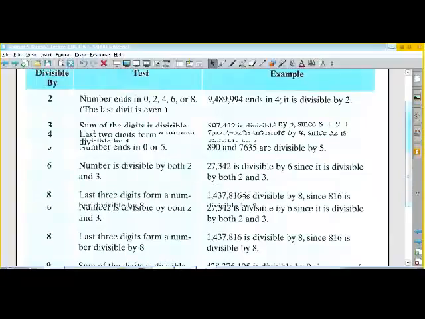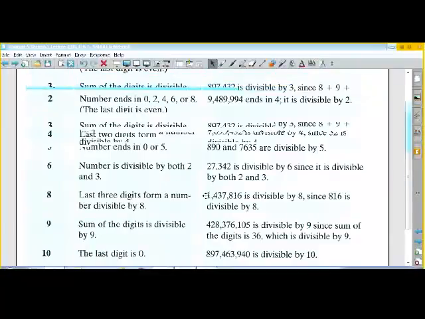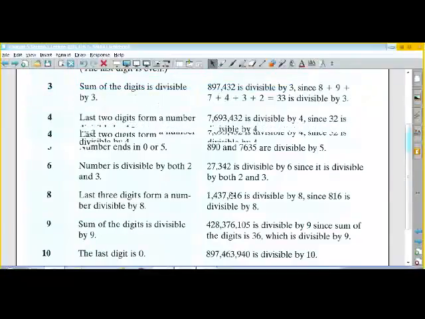For 8, you have to take the last 3 digits and divide. If that's divisible by 8, then the whole thing is divisible by 8. That was not so easy. I mean, it's easier to divide 816 by 8 than it is the whole thing by 8. And you can't just say if it's divisible by 2 or 4, because if it's divisible by 2, it's also divisible by 4, so that doesn't give you any additional information.